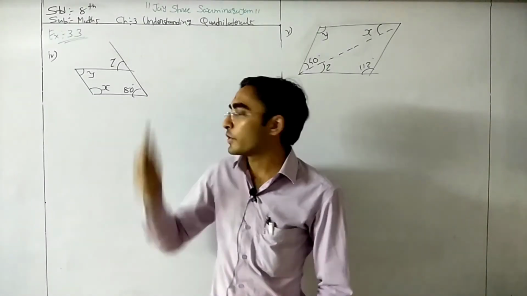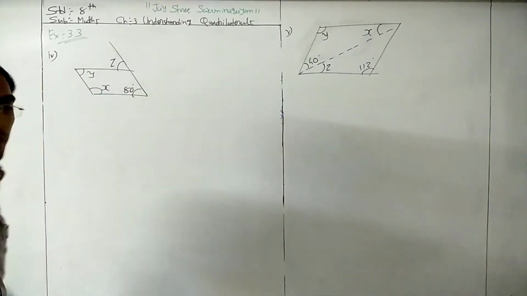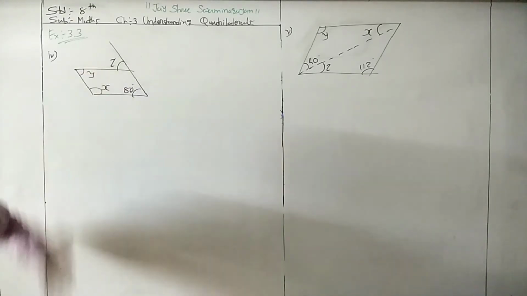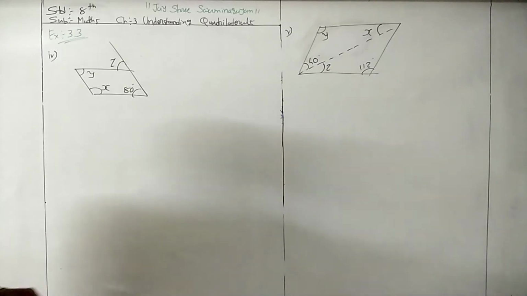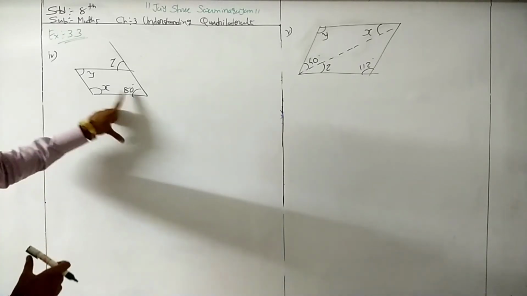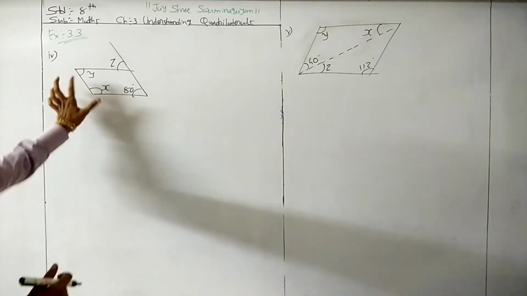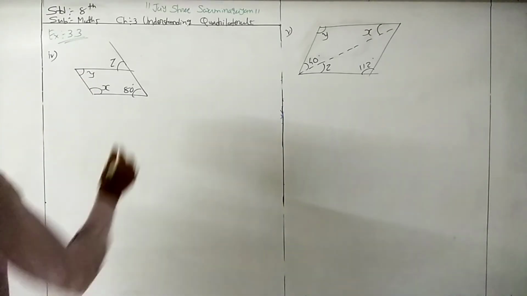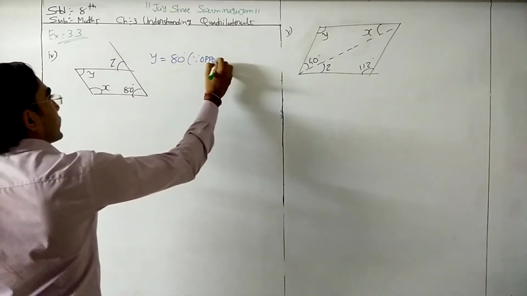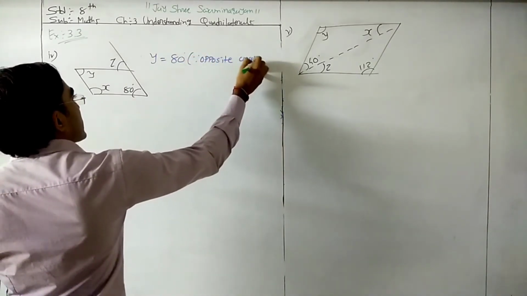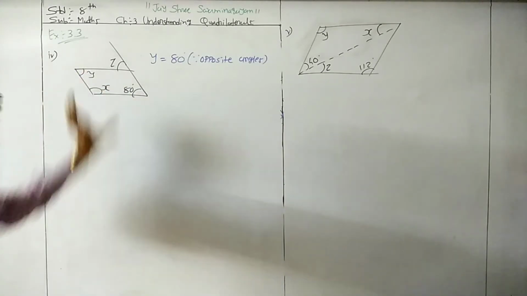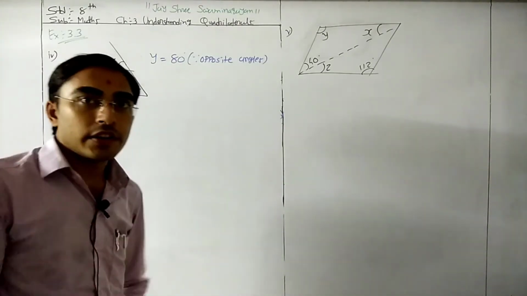Then next is question number 4. Here one angle, 80 degrees, is given to you. We need to find the value of x, y, and z. First of all, we can directly find the value of y, right? Because y and 80 degrees are both opposite angles, so we can directly write here y is equal to 80 degrees, opposite angles.